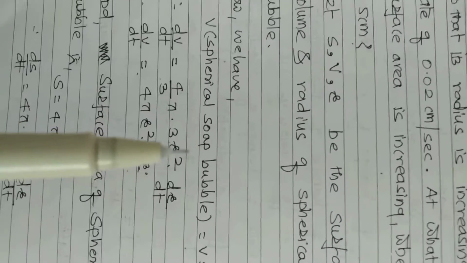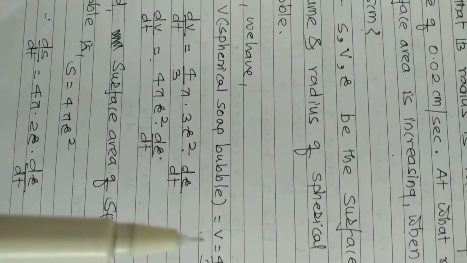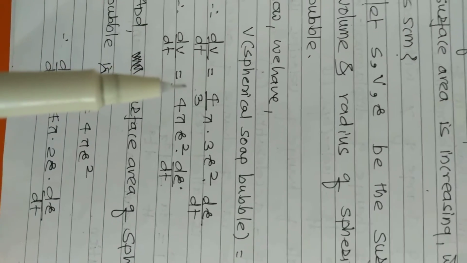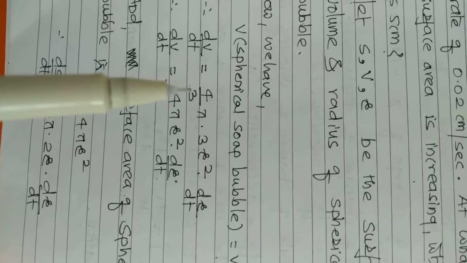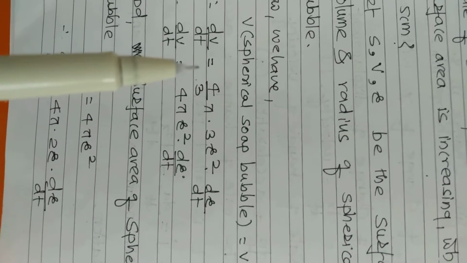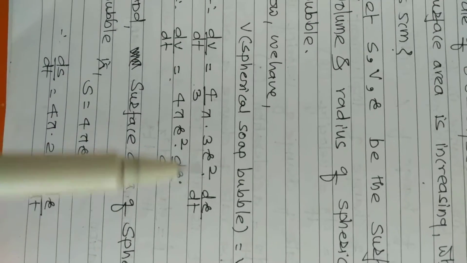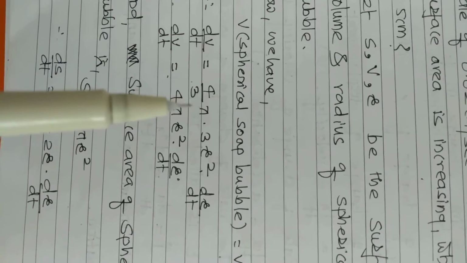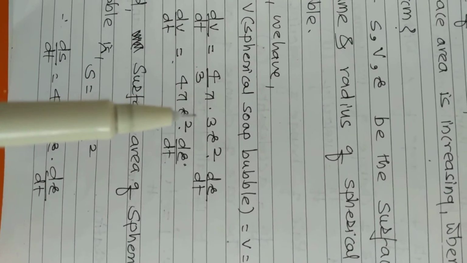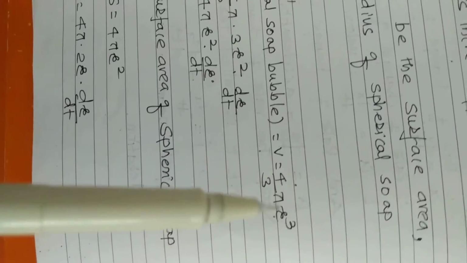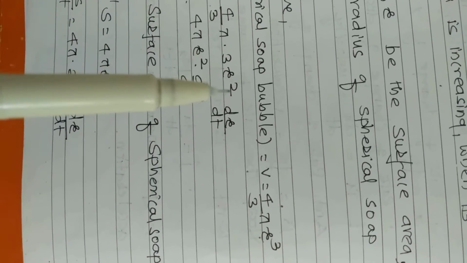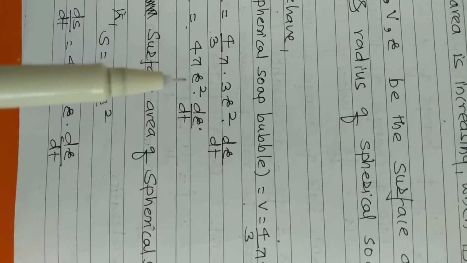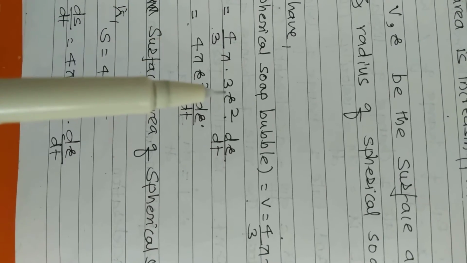Basically, for the spherical soap bubble, the volume is 4 by 3 pi r cube. If we differentiate with respect to t, because the rate measure is given, this one is not useful in this case, but we can calculate it like this also. So dv by dt equals 4 by 3 pi, which is a constant. What is the derivative of r cube? It is 3r square into dr by dt. So 4 pi r square, because the 3 and 3 get cancelled.